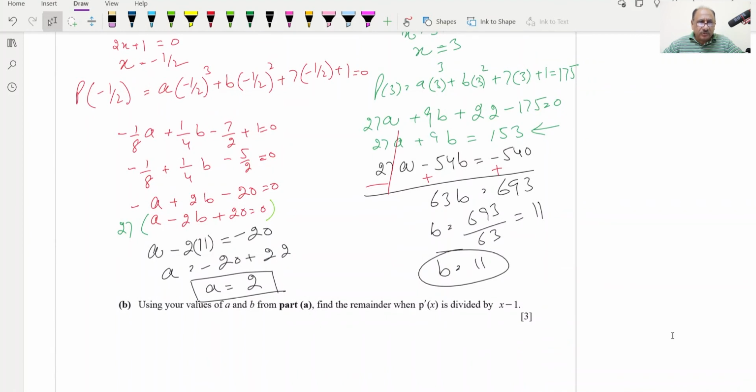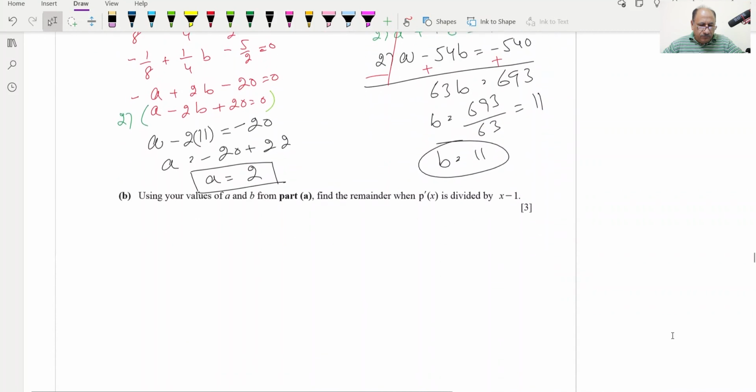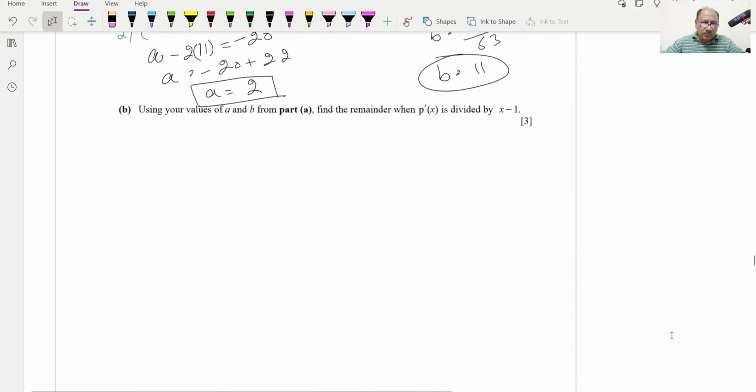Hopefully you understood this. Now part b says, using your values of a and b from part a, find the remainder when p dash of x is divided by x minus 1. This is a 3-mark question. So p of x, we know, is equal to 2x cubed plus 11x squared plus 7x plus 1. We are putting in the a and b values.